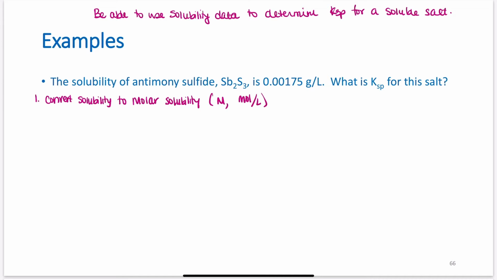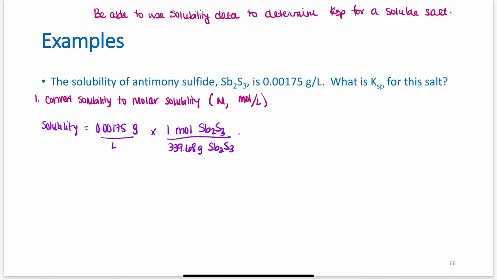Our solubility is 0.00175 grams per liter. I want this in moles per liter. 1 mole of Sb2S3 weighs 339.68 grams. This gives me 5.16 times 10 to the minus 6 molar. And we're going to call this S for solubility.